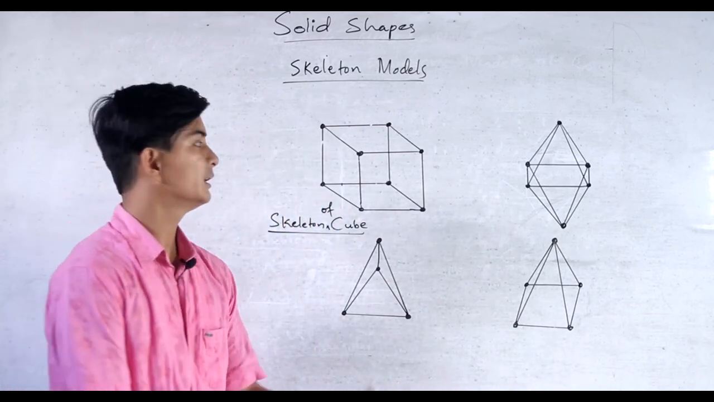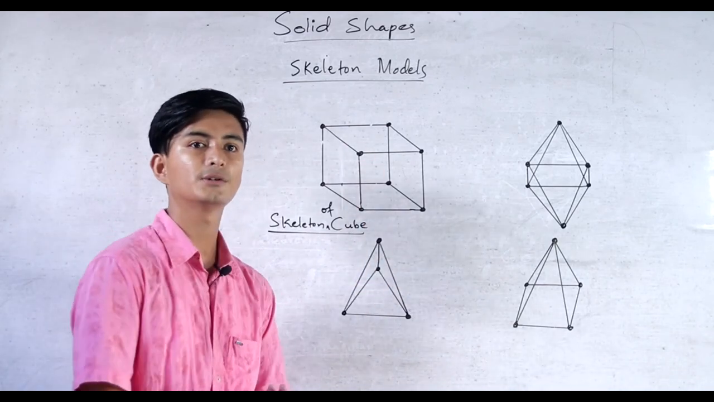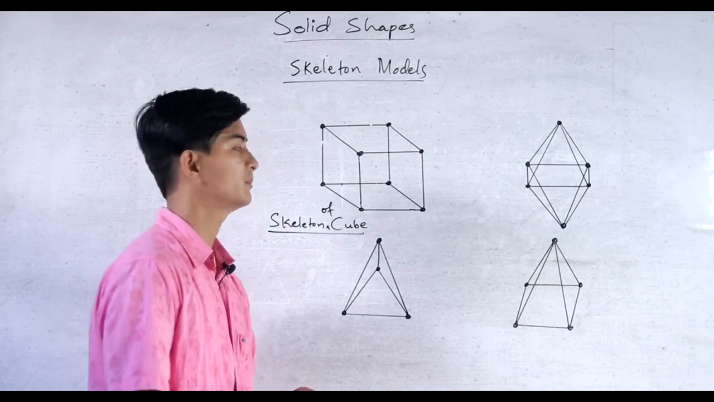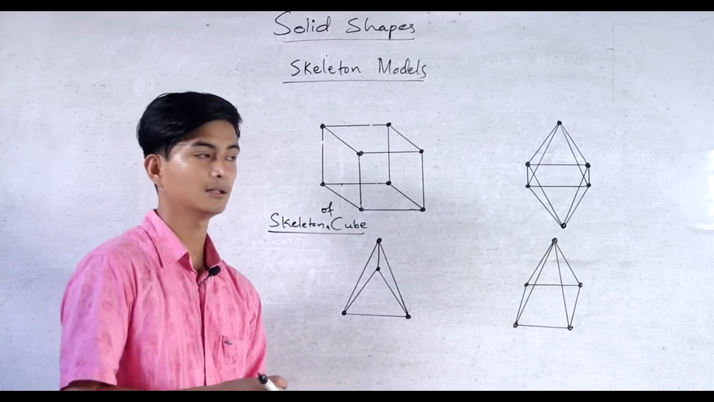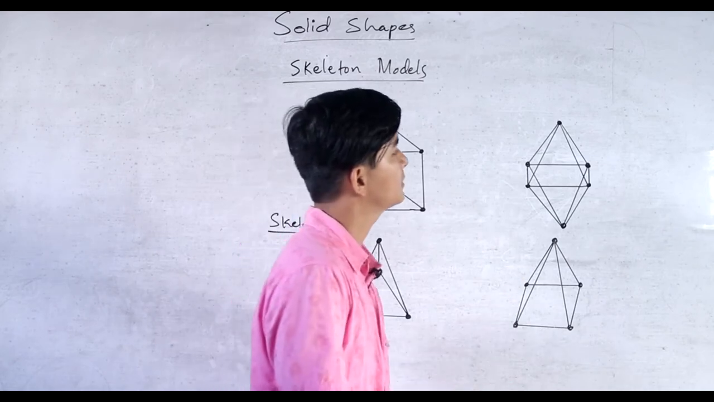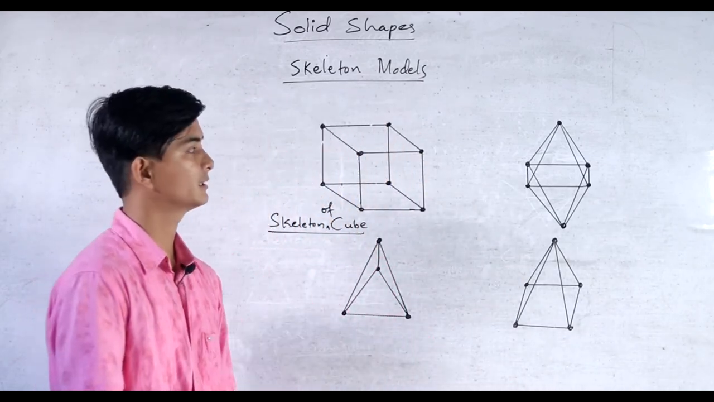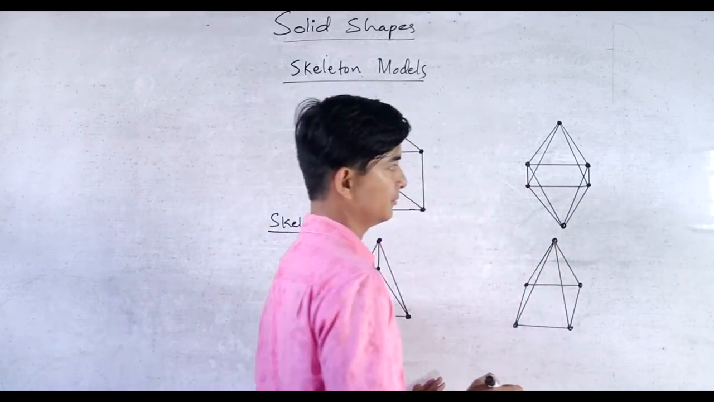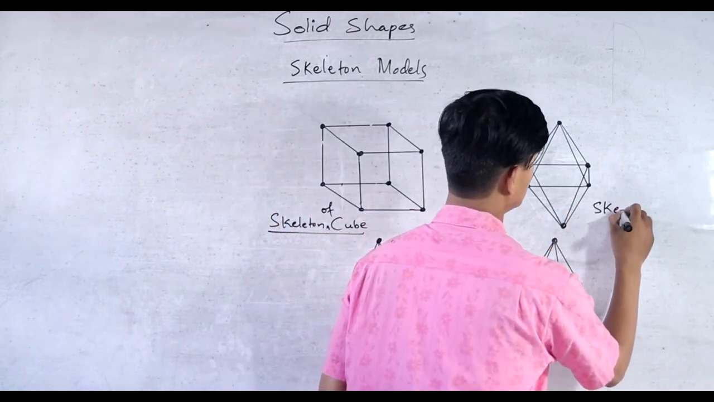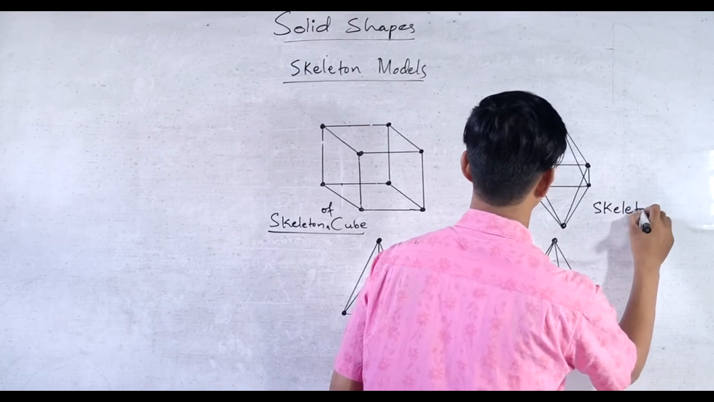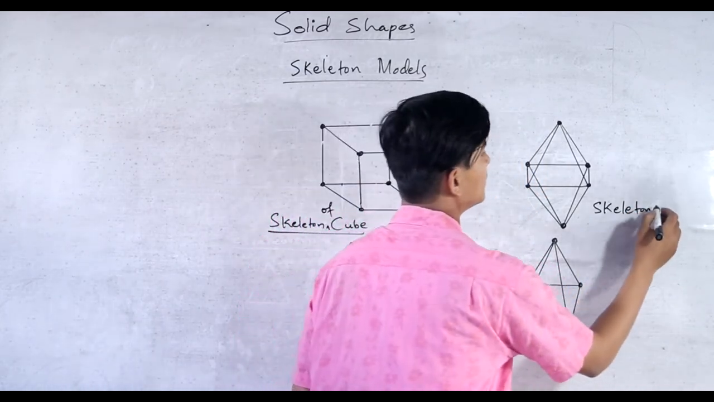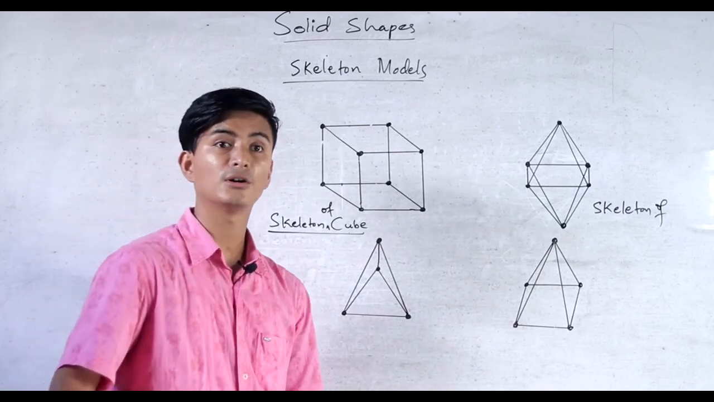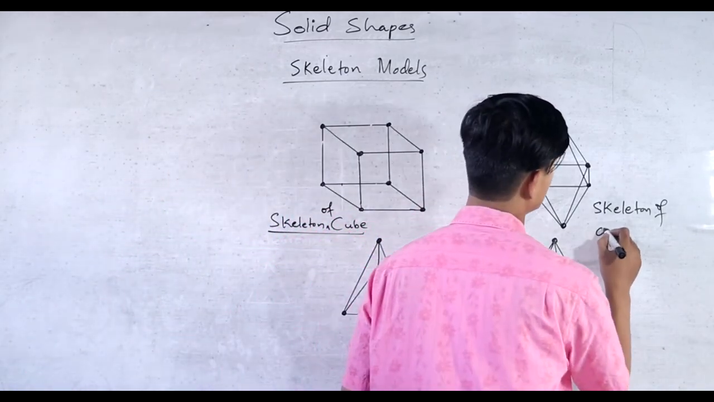In a similar way, a cuboid is also like this. A cuboid has rectangular surfaces, so that is also the same. You can make it in the same way. Now here, look at this, what figure could this be? Everyone, just guess. Here too, this is a skeleton model. This is also a skeleton of what? This is a skeleton of an octahedron.